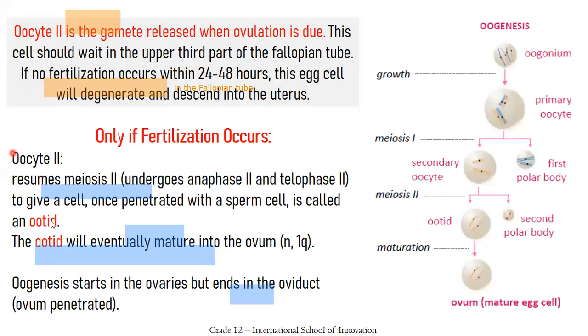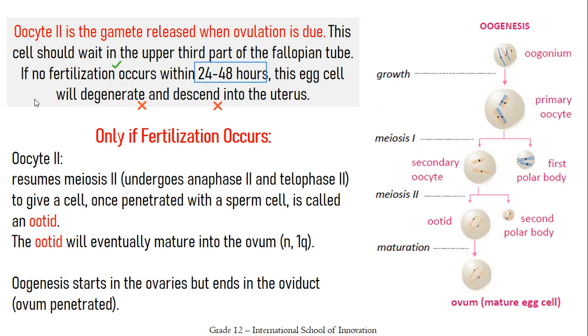Now, there are 2 ways. The first one, if there was no fertilization within 24 to 48 hours, the oocyte 2 will wait in the third part of the fallopian tube for 24 to 48 hours. If fertilization does not occur, oocyte 2 will degenerate, we will lose it, and we will lose it into the uterus in the form of blood.